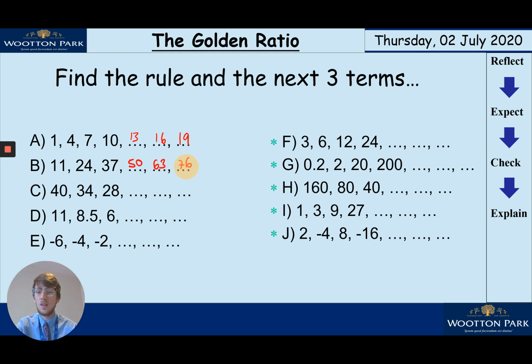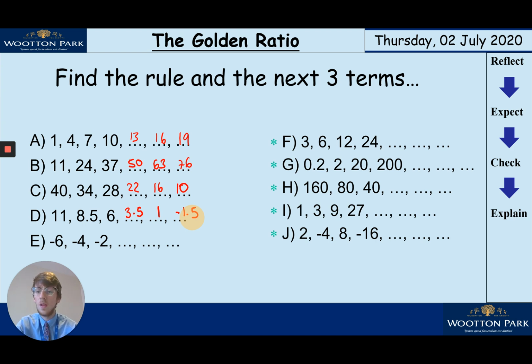The next one, 40, 34, 28. This time it's going down, so it's a subtraction. We're subtracting 6 each time. So it's going to be 22, 16, 10. And then for D, we've got 11, 8.5, 6. A tricky one, this one. It's subtracting again, going down by 2.5 each time. So 6 take away 2.5 is 3.5. Then take away 2.5 again, we get 1. And we take away 2.5 again, we get into negatives: minus 1.5. Well done if you got that one.